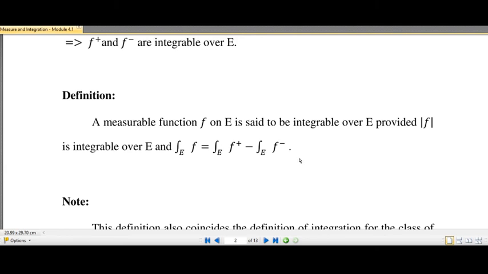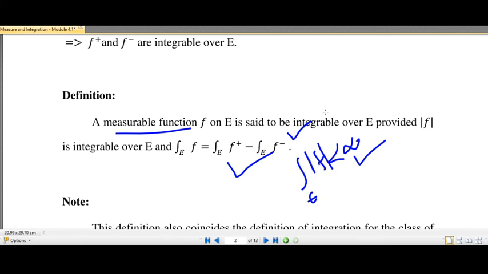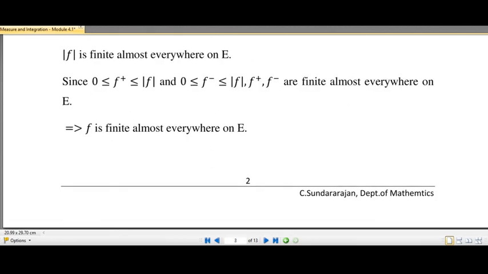That means the integral of modulus of f over E is finite, and it also satisfies that the integral of f over E is equal to the integral of f plus over E minus the integral of f minus over E. Suppose the measurable function satisfies these two conditions, then that measurable function is said to be an integrable function over E.